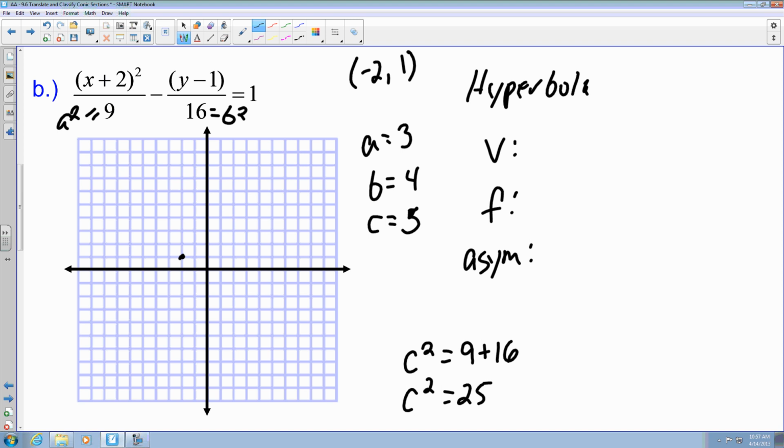So from here, I know that I can go up 4 units for my co-vertices, which is not that big a deal. But I need to go 3 units for my vertices. These are the points of my vertices that are going to be on my hyperbola. So it looks something kind of like this.